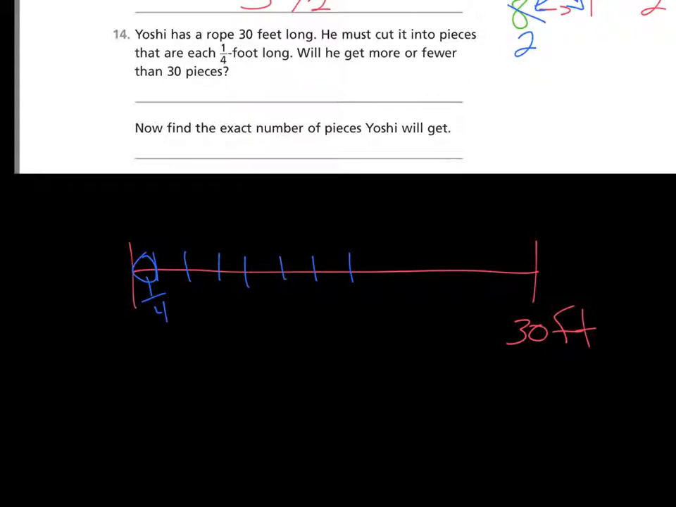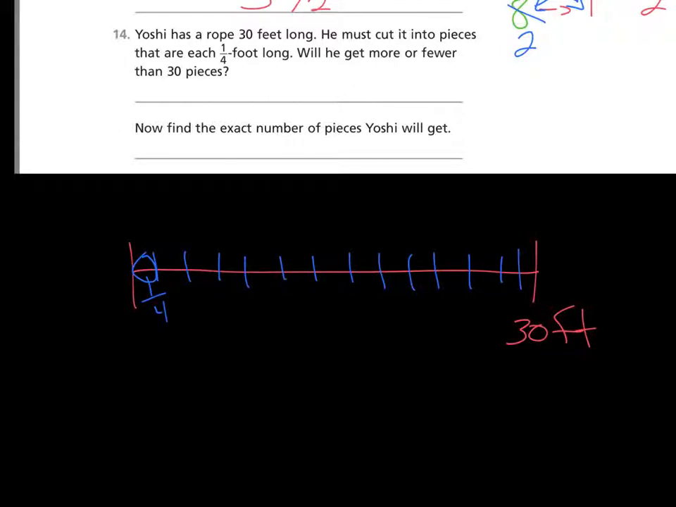And the question is 2 parts again. The first part is prediction. Will I get more or fewer than 30 pieces? Now here I have a number line, and I've been told to cut my number line into a bunch of pieces, probably way more than I have here. But the point of this is that it's asking me to cut it up. And anytime I'm cutting something up, I'm basically dividing it up. And if I'm going to divide this 30-foot piece of rope up, then I need to divide. This is a division problem.